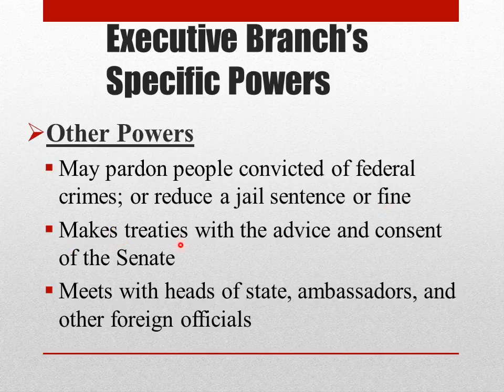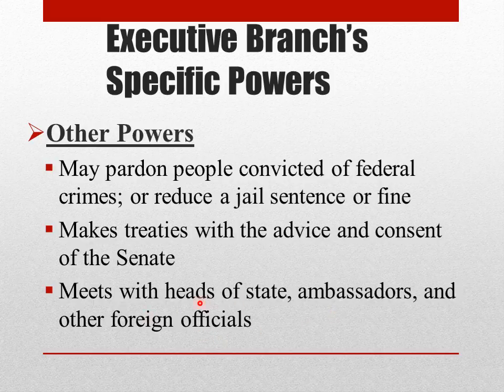He can make treaties with other countries, but he has to use the advice and consent of the Senate. So he can't just go around and say, okay, I want this, without being checked. The Senate proofreads what he's doing to make sure that he's not turning into a tyrant. The president, the executive branch, can also meet with heads of state, ambassadors, and other foreign officials.